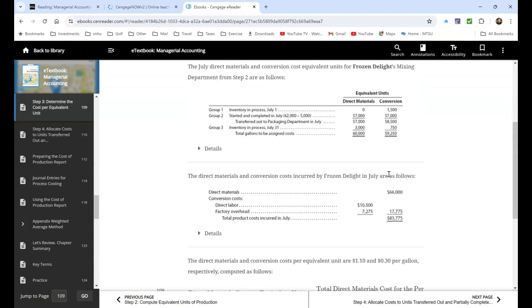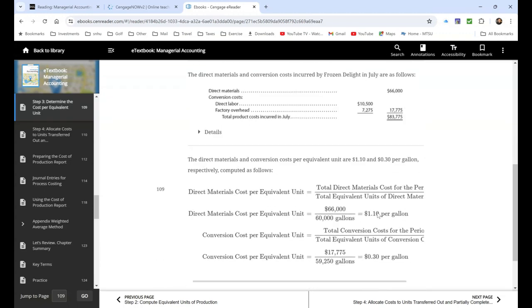We're just going to add the equivalent of 5,000 times 0.3, times 30 cents. And so they're finished. And then we've got 57,000 units that we're going to add $1.10 per gallon for the materials and 30 cents of conversion cost. So they're out the door for $1.40. And so what's left over is going to be, of course, $1.10 per 3,000 units that we still have remaining, and then 30 cents per gallon times those number of units.